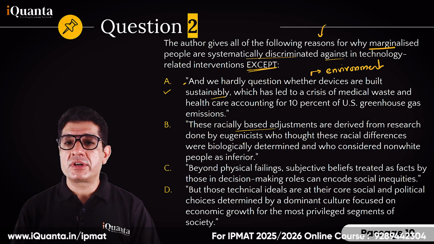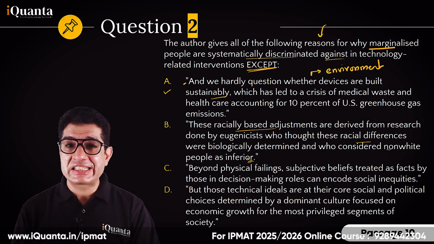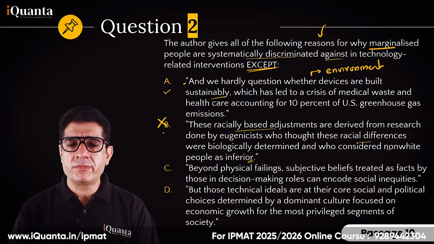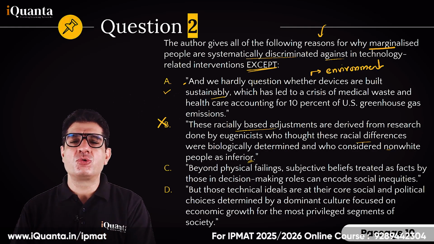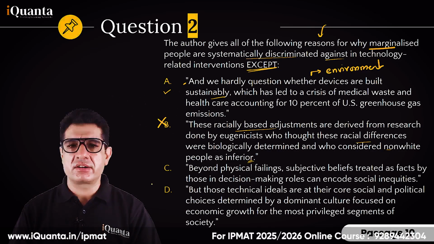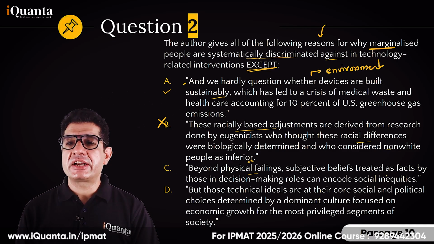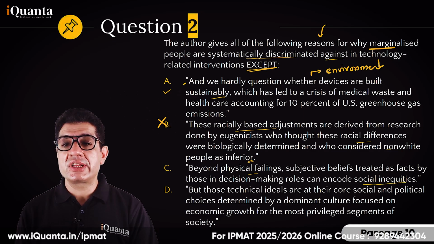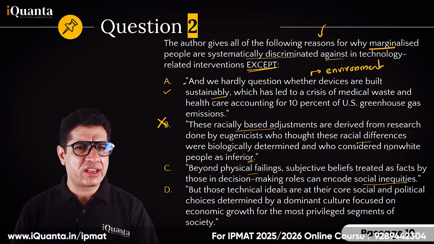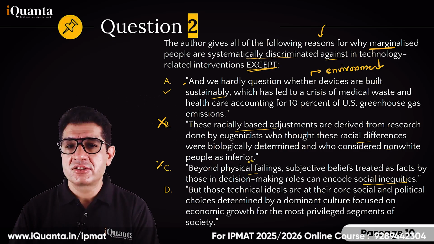Let's look at B. Racially based adjustments, racial differences, non-white people as inferior. Very clearly, marginalized people are being systematically discriminated in this case. So let's just rule it out because we are looking for an option where marginalized are not getting discriminated. Okay, then C. Beyond physical failing, subjective beliefs can encode social inequities. So once again, if that happens, marginalized people are going to be discriminated against. So let's rule this out.